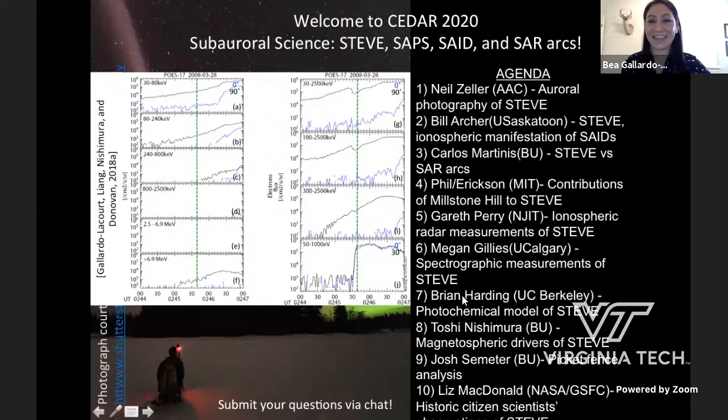No problem. I'm going to mention that Megan is doing this, and then Brian and Toshi will also show us probably some picket fence characteristics. That's the secondary structure that is sometimes observed with Steve. Josh Semeter is also going to tell us more details about this picket fence structure. And finally, last but not least, Liz McDonald will talk about historic citizen scientist observations of Steve.